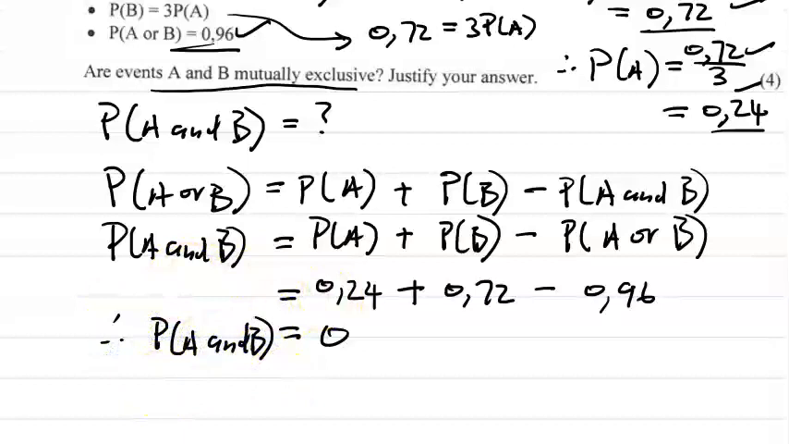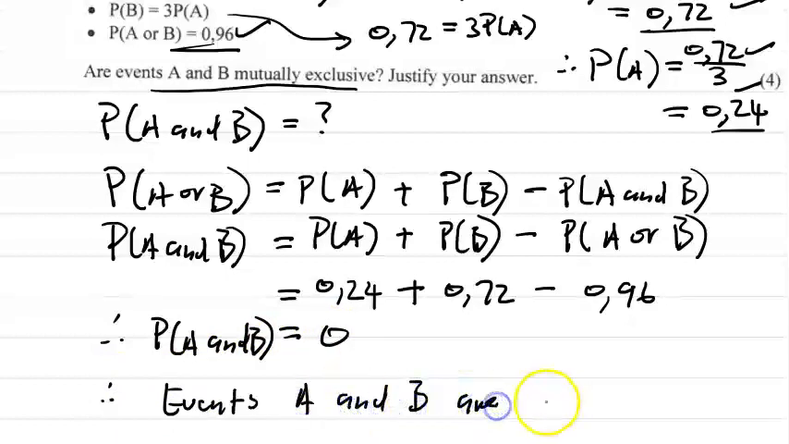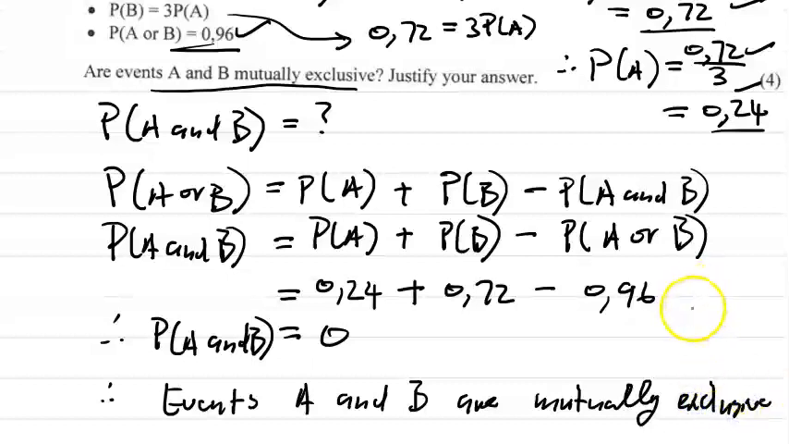So as you can see in this particular question, the probability of A and B is equal to 0. Therefore we can conclude that events A and B are mutually exclusive. Okay, and that's how we answer questions on mutually exclusive events.